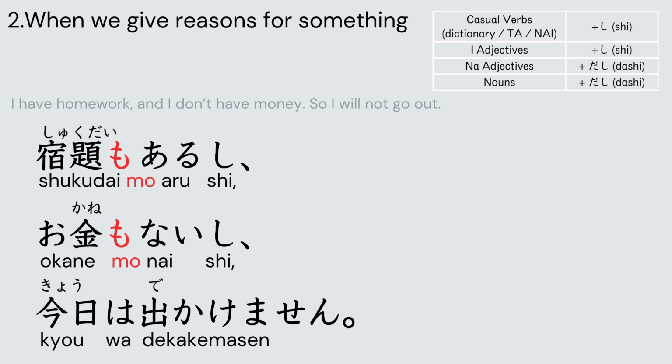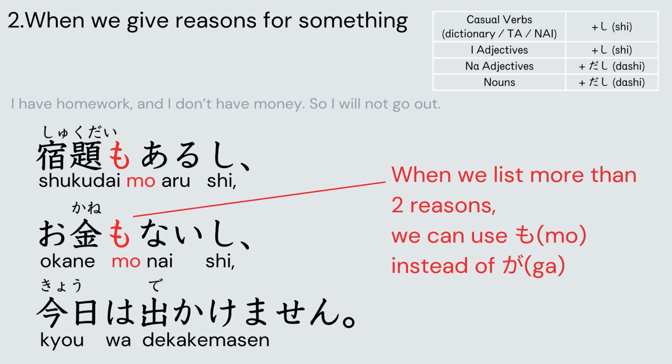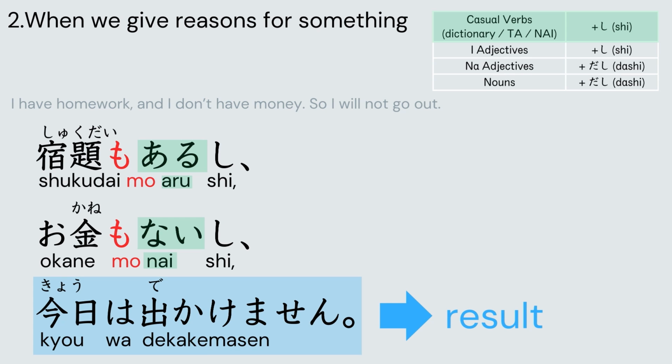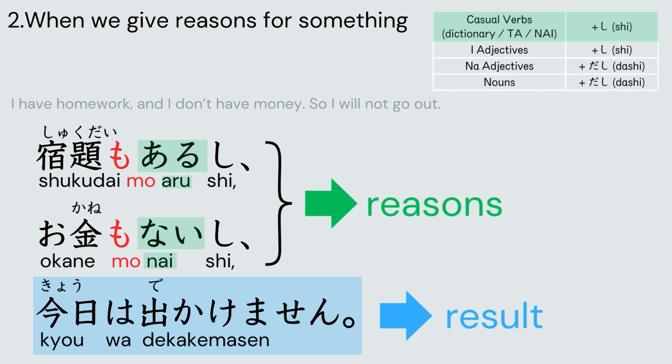I have homework and I don't have money, so I will not go out. 宿題もあるし、お金もないし、今日は出かけません。When we list more than 2 reasons, we can use も instead of が。ある and ない are casual verbs used with し。今日は出かけません is the result. 宿題があります and お金がありません are the reasons.